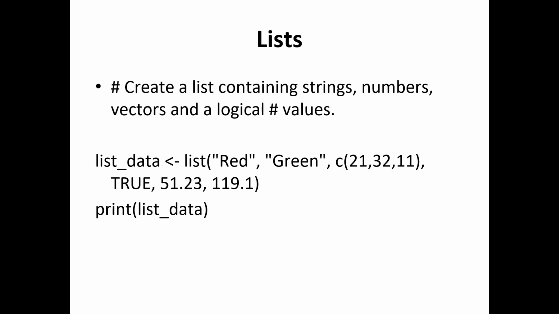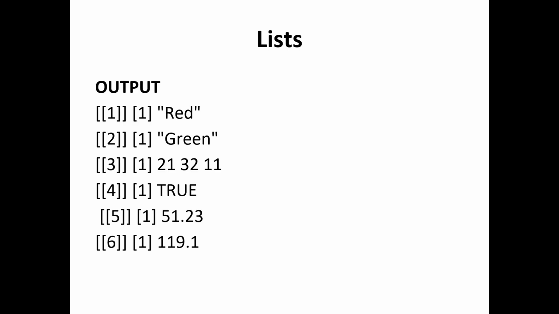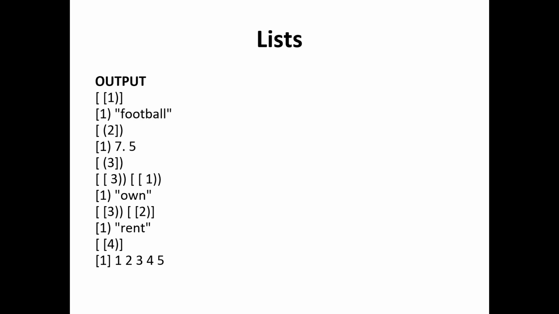list_data <- list of red, green. So two string values I have given, and one vector is created inside the list. Similarly, a TRUE value is given and then a numerical value is given. So combining all data types, the list has been created here, and then I am printing the list. This is the output of the list.